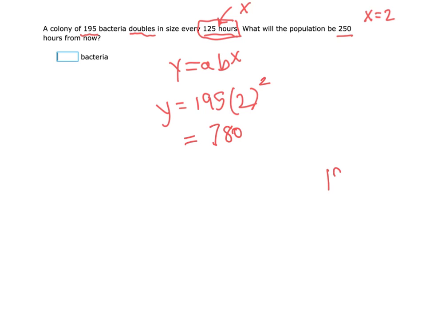We went from 195 as an initial, and if I double 195, that means after the first 125 hours there were 390, and then that doubled again after the additional 125 hours. And so that's why that answer makes some sense. 780. Enter.